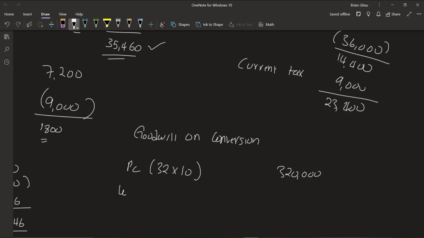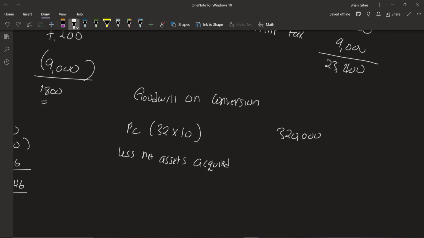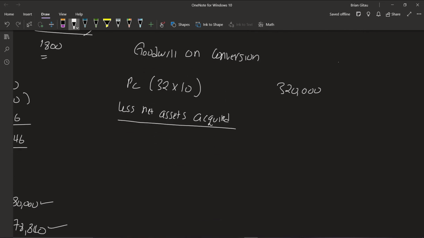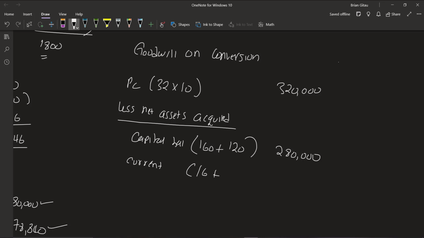Now we less the net assets acquired. So the net assets acquired include the capital balances of the partners. We just get them from the trial balance as 160 plus 120, giving us 280,000. Next we have the current account balances. The current account balances, we get them from the balance sheet as 16 plus 4. This is giving us 20.